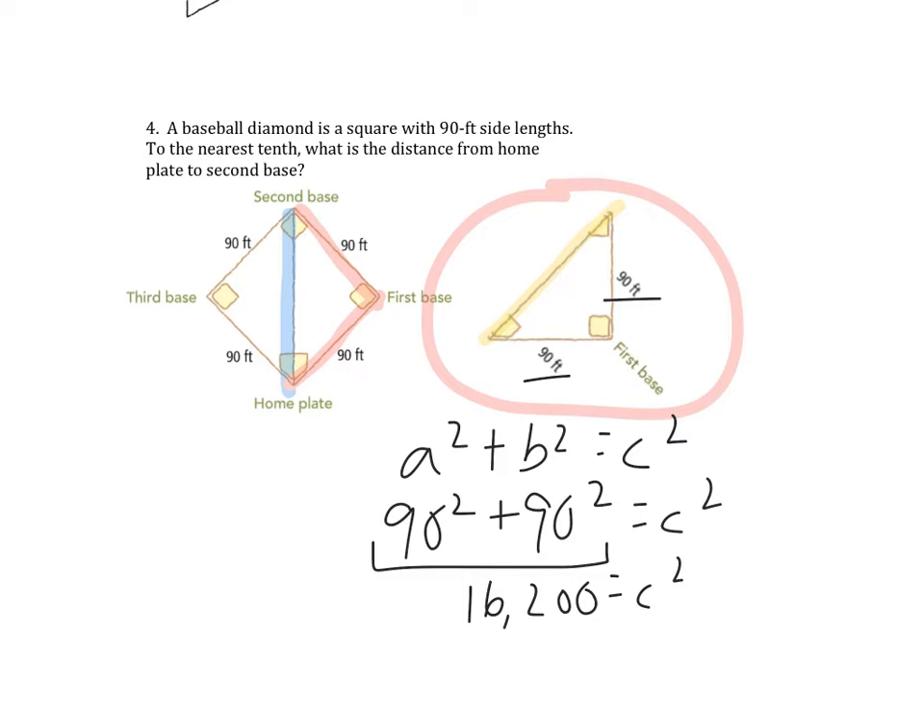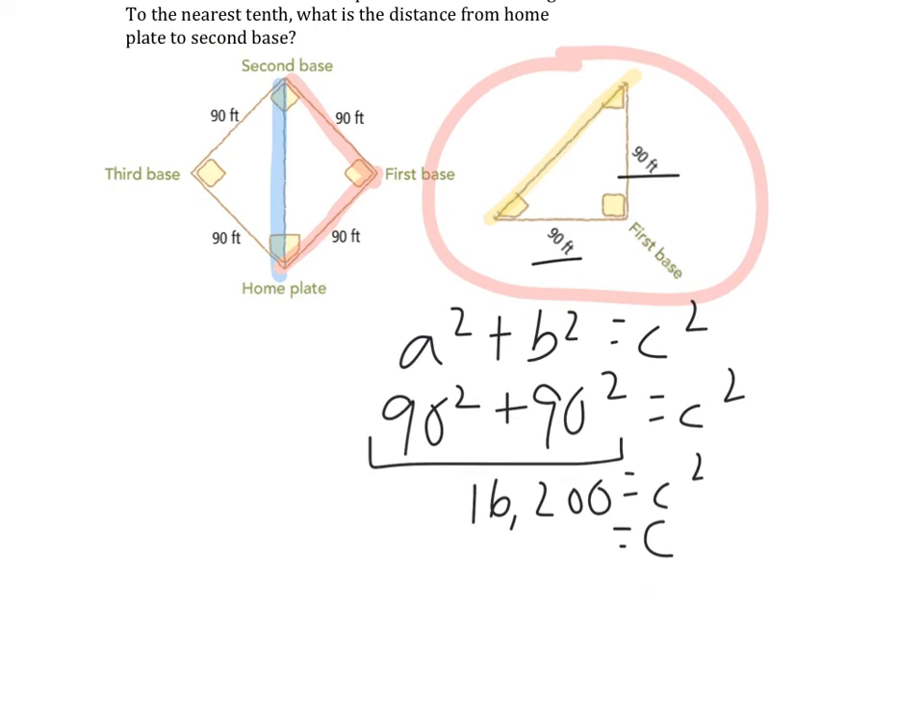I get about 127.3. So C equals 127.3 feet. And that's the distance between home and second. It makes sense that that distance is longer than the distance between home and first and second. It's the hypotenuse of that right triangle.